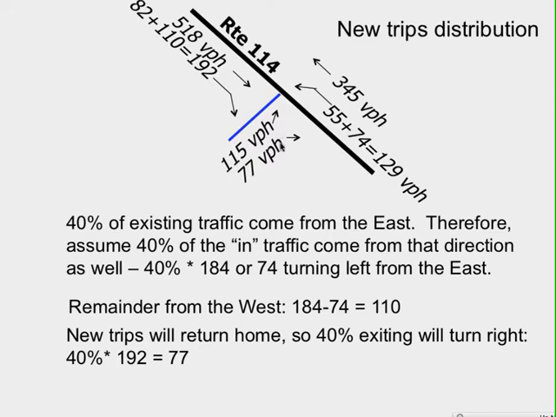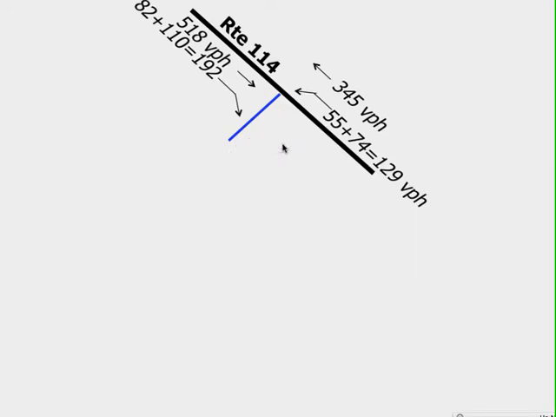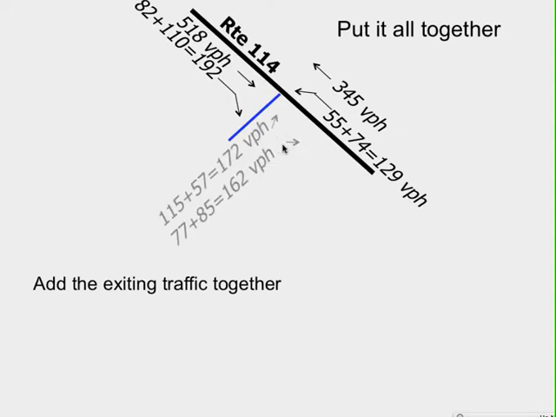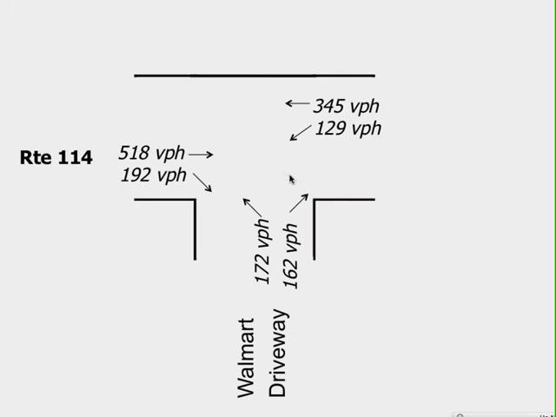Okay, so now let's pull this all together. We have 115 and 57 turning left, and 77 and 85 turning right. If we put that in a turning movement diagram, there we are. So now we can analyze this and assess the impacts of this development.